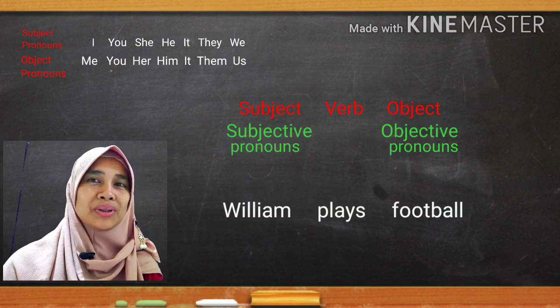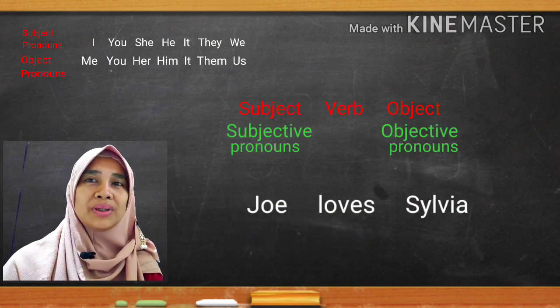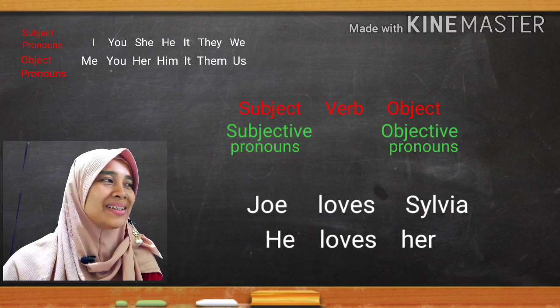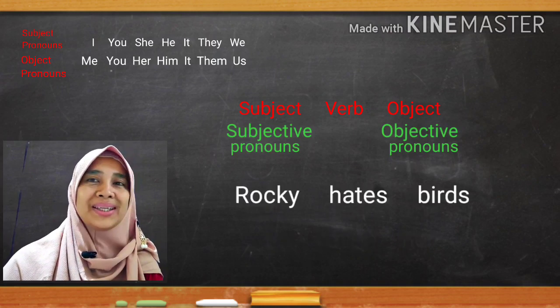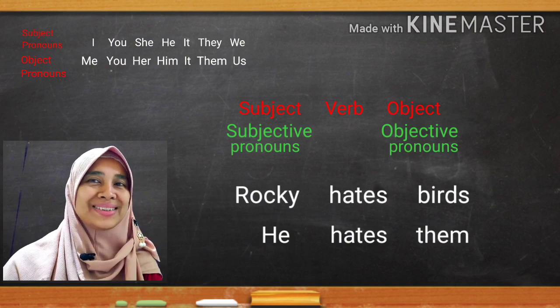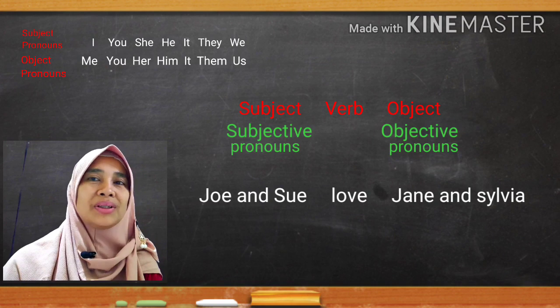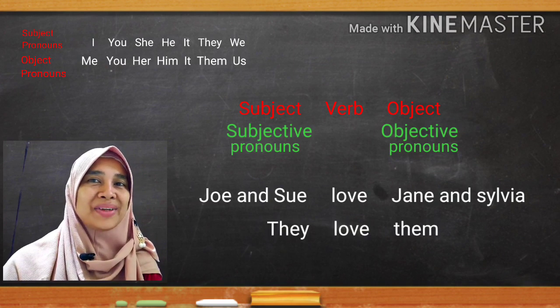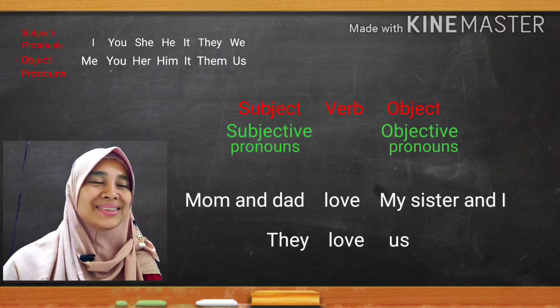William plays football. He plays it. Joe loves Sylvia. He loves her. Rocky hates birds. He hates them. Joe and Sue love Jane and Sylvia. They love them.